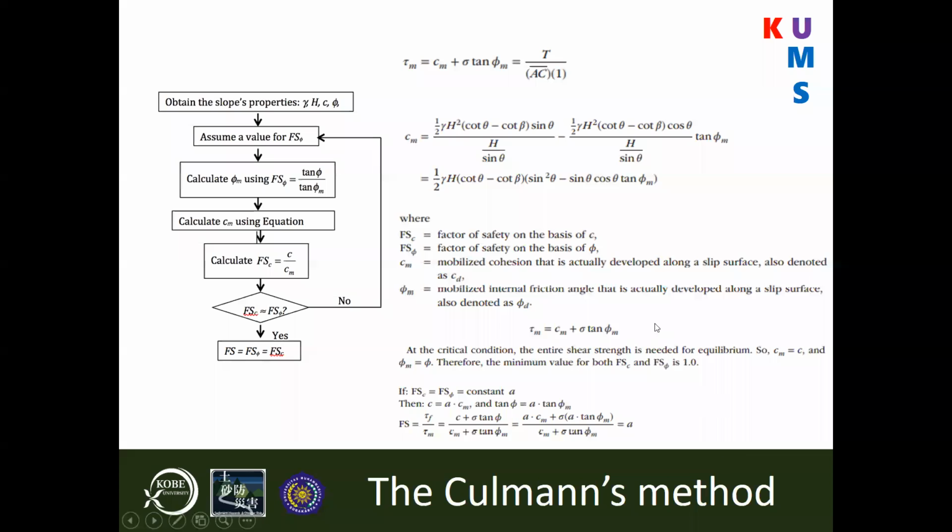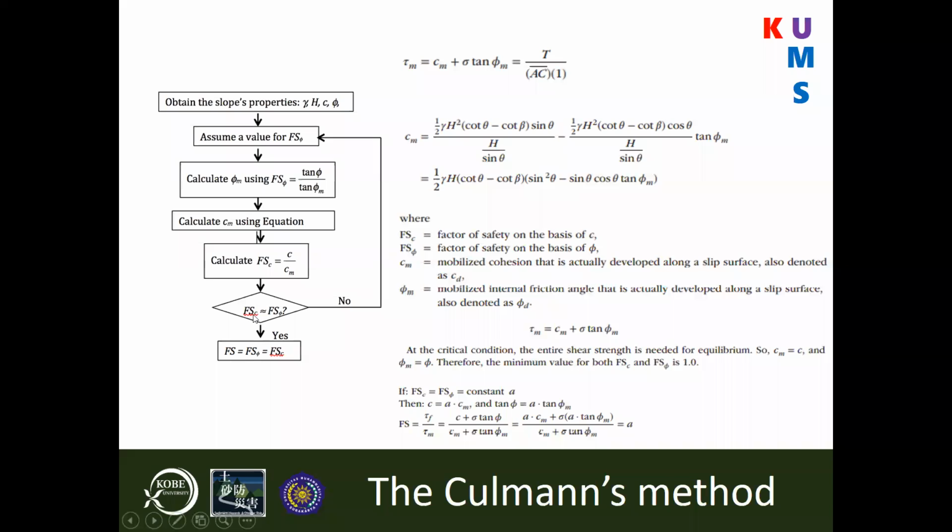And this is how you relate after that the shear stress on M based on phi m and Cm. Okay, and you calculate phi m as tan phi divided by tan phi m, and this gives you what we call Fs phi here. So again, it's very similar. You just need to plug the data in and replace them. And then from that, you can calculate Cm, which is the mobilized cohesion that is actually developed along the slip surface, also named Cd, using that equation where Fsc is C on Cm.